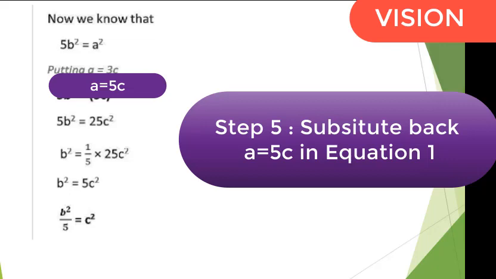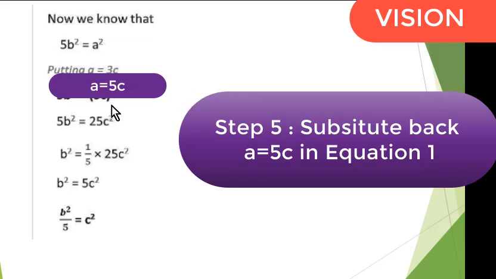The first equation is what? 5b square equal to a square. That is the a square equation. Already we found that a equal to 5c. So a equal to 5c, and 5b square equal to 5c whole square. We have substituted and simplified.